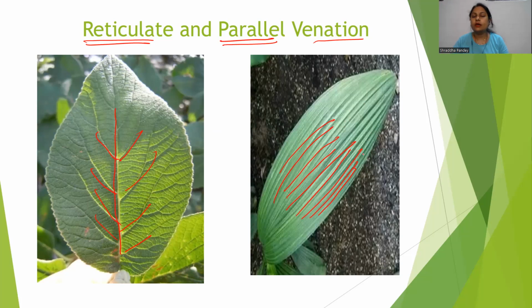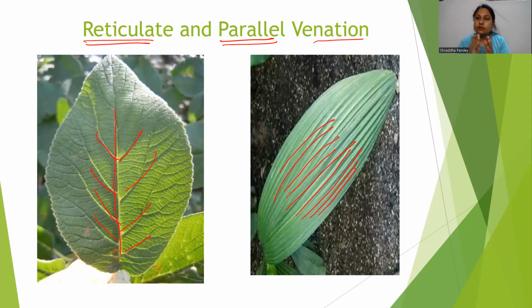Grasses family, such as jawar, bajra, rice, wheat. In that leaf you will see the parallel venation. And the other dicot plants, such as mango, banyan, then different pulses. In that leaf you will see the reticulate venation because they are dicot.